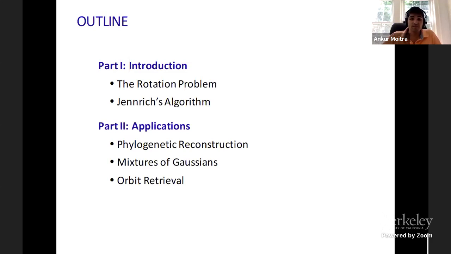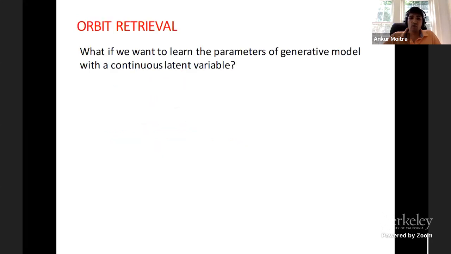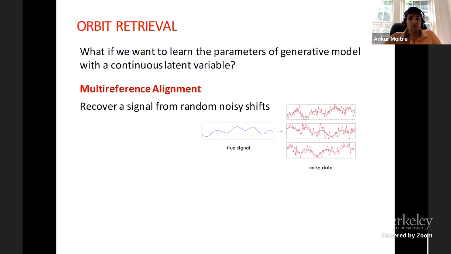Please solve my problems. So let me tell you about another kind of latent variable model, which is called orbit retrieval. Now, something funny is going to happen in this kind of latent variable model, which is that instead of the latent variables being discrete, like in the case of phylogenetic reconstruction, where there's a hidden symbol, or mixture models, where it's what component was used to generate the sample, they're actually going to be continuous. And that's pretty nasty. But the only way that we're going to deal with continuous latent variable models is when they have a group structure. So what happens if we want to learn the parameters of a generative model with a continuous latent variable? Let me give you an example.